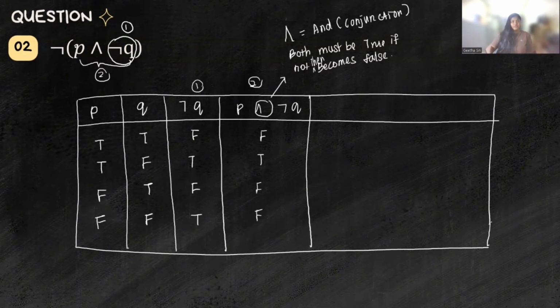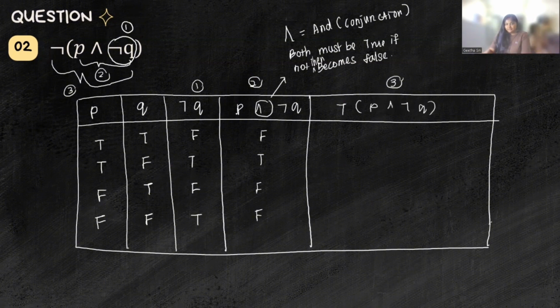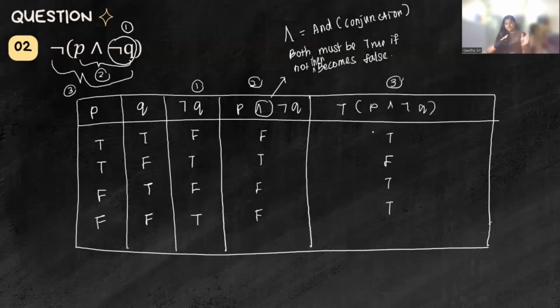Lastly, we're going to wrap up with this whole sequence, which is not P and not Q. If false becomes true, true becomes false, false, false, these two become true, true. So we only look at this one and change it to a not, which is the opposite of this part.